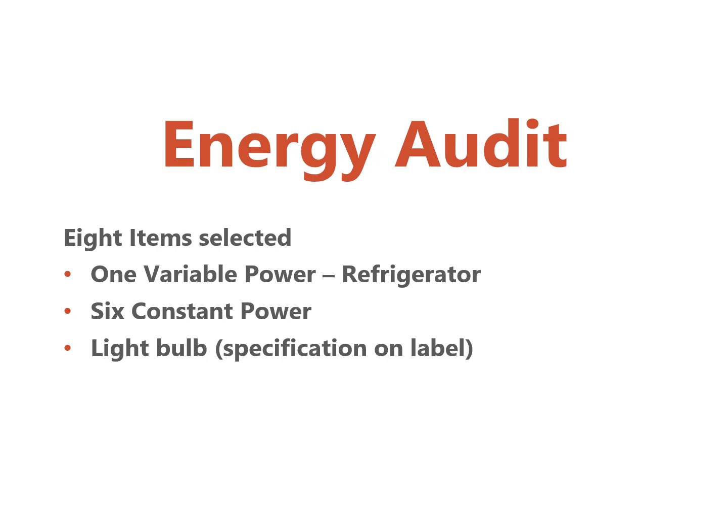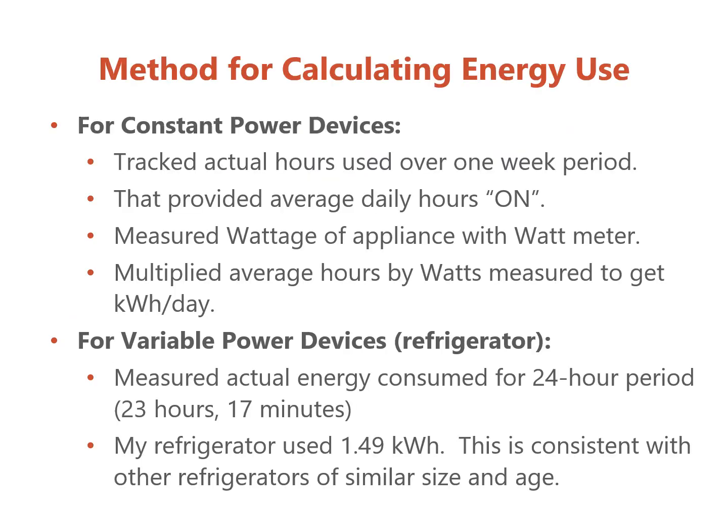Turning now to the energy audit, I selected 8 items. One of those was a variable power device, 6 constant power devices, and of course the light bulb. To calculate energy use among these devices, I did the following.